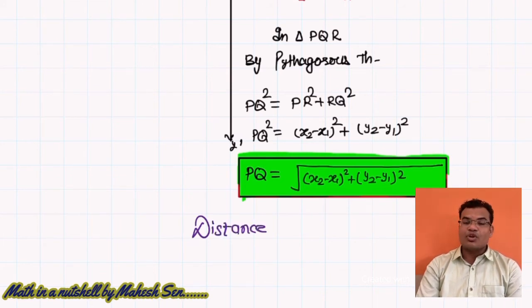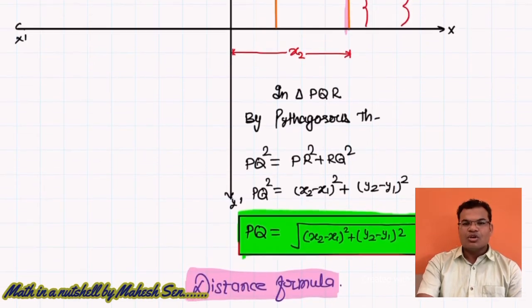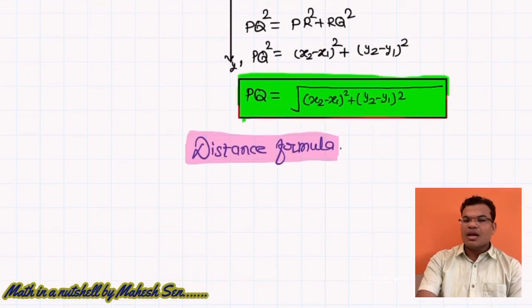And what is that? PQ is under root (x2 minus x1) whole square plus (y2 minus y1) whole square. This will always be in the square root, remember. So this is known as the distance formula. We'll have some examples also, and we'll solve them using this distance formula.